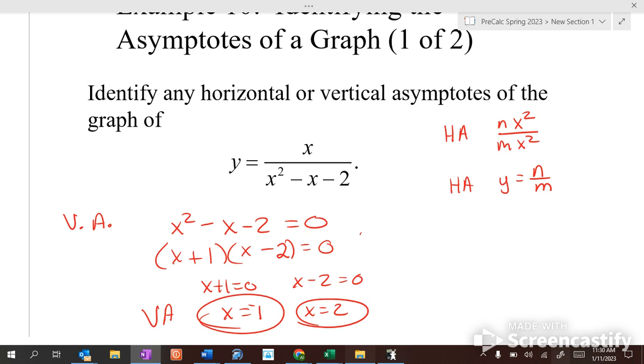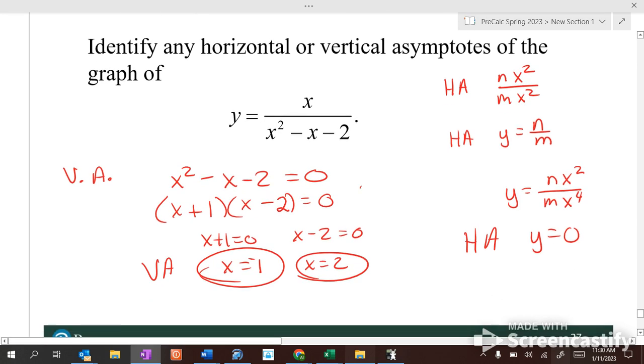If you have the bottom power higher than the top power, your horizontal asymptote is going to be y equals 0. So if your bottom power is higher than your top power, your horizontal asymptote is going to be 0. Okay?